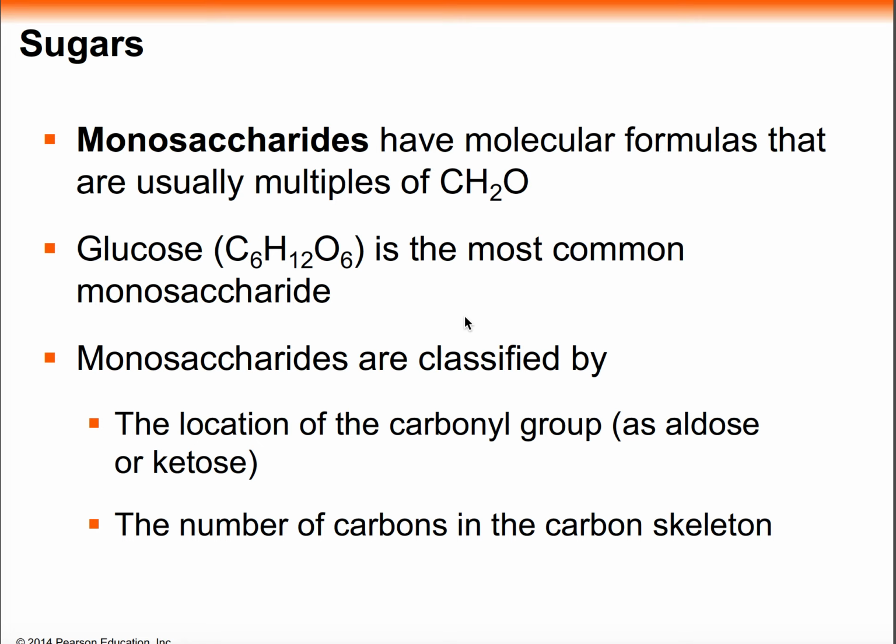So the monosaccharides are always going to be classified by the location of your carbonyl group, whether it's an aldose, which is an aldehyde, or a ketose, which is a ketone. The ose just means it's sugar. The number of carbons in the carbon skeleton, this is going to determine what kind of carbohydrate you actually have.